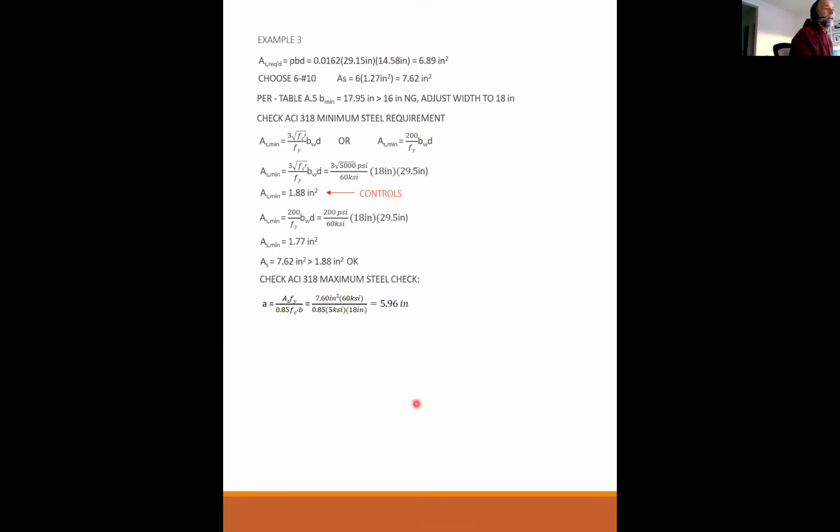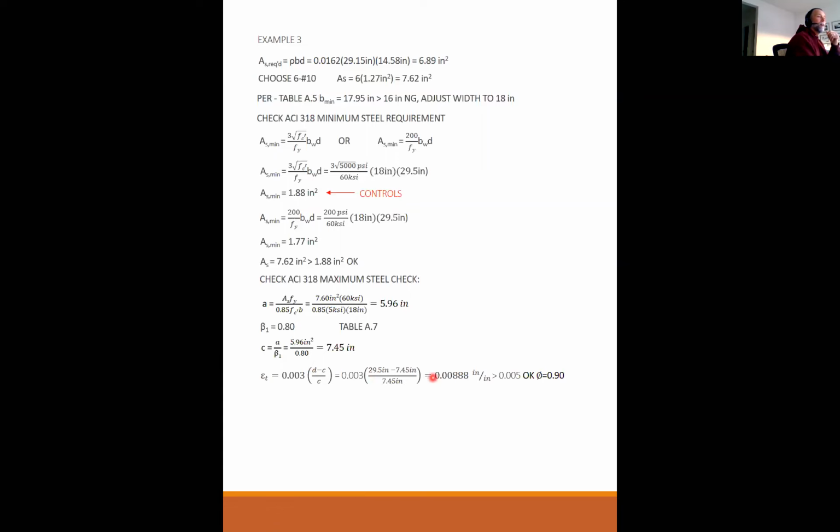Okay, and I need 5.96. Beta is equal to 0.80 from the table. So C is equal to 7.45 inches. And epsilon sub T, I plug in my actual D and the C, 29.5, 7.45. I have 0.888, which is good. It's greater than 0.005, so phi is equal to 0.9. Now remember, our target was 0.075.